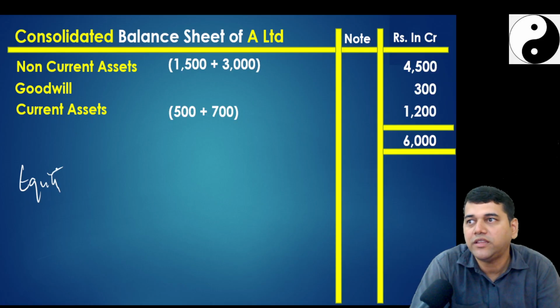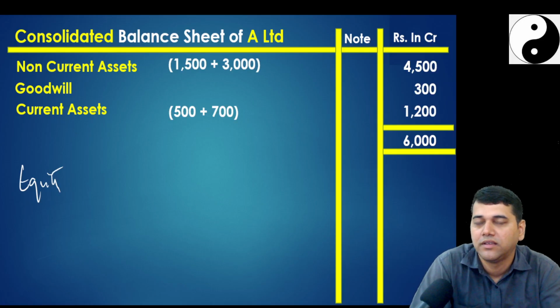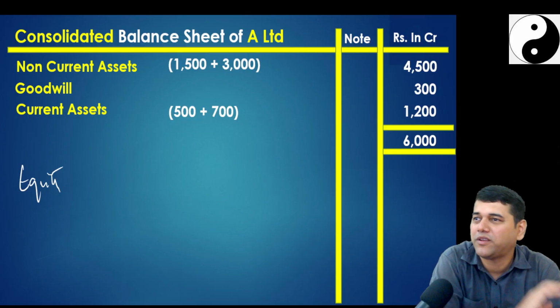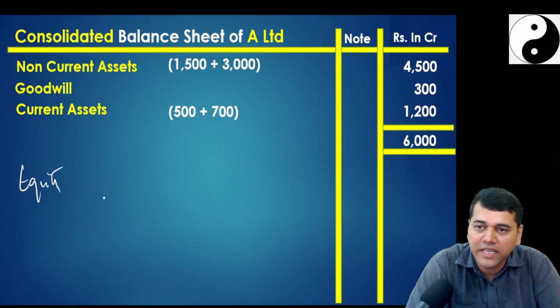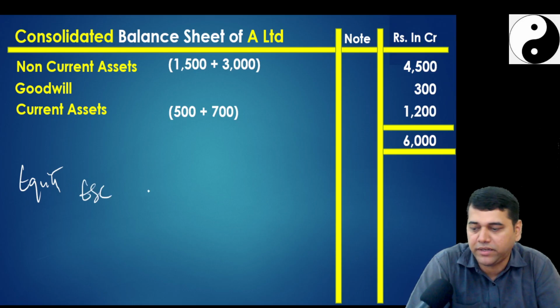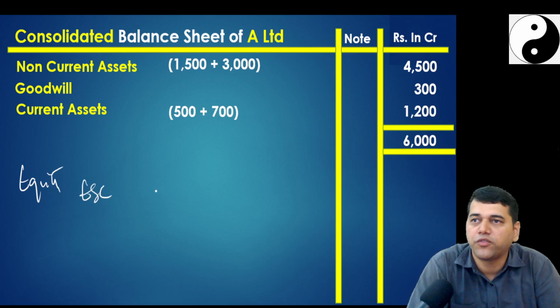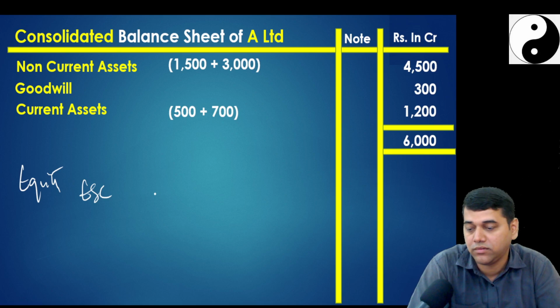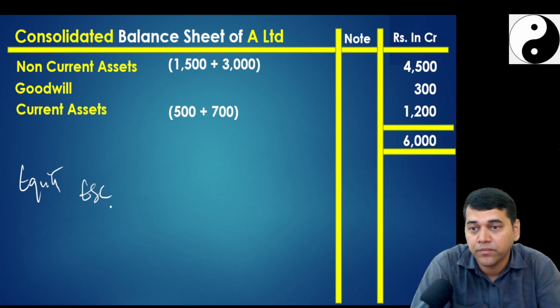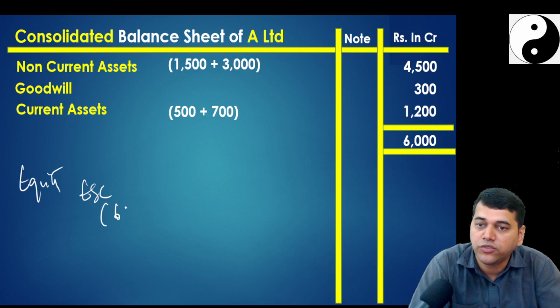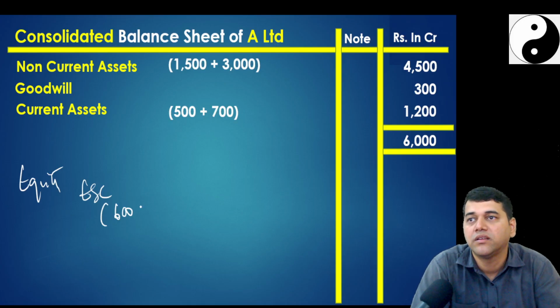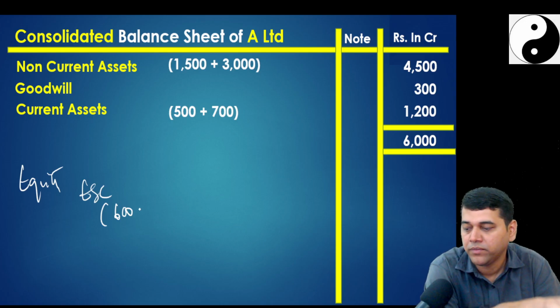Because in equity, their face value is 3. Here something is 10 rupees face value, something we have done. So you have to write equity share capital. How many shares have they got now? 250 legally. And what is the face value? 600 of B. What is the face value of shares of B? No. You look into the share capital of B.